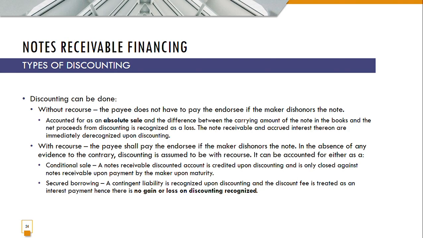If accounted for as a secured borrowing, there is a liability recognized upon discounting, and the discount fee is treated as interest payment. So it's an interest expense. There is no gain or loss on discounting recognized.